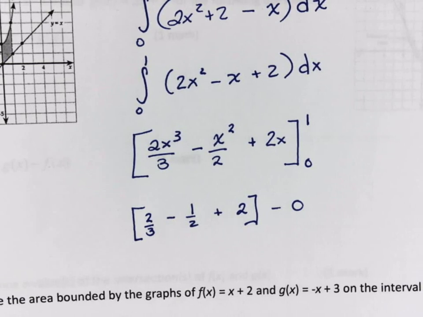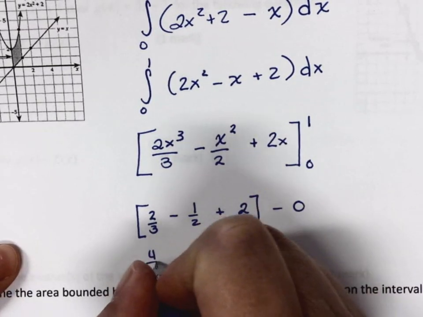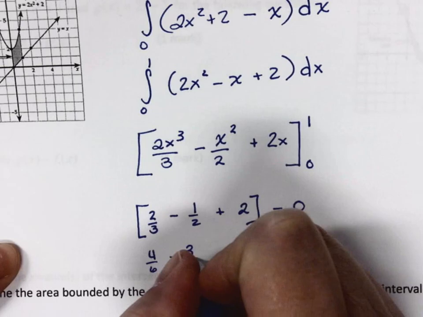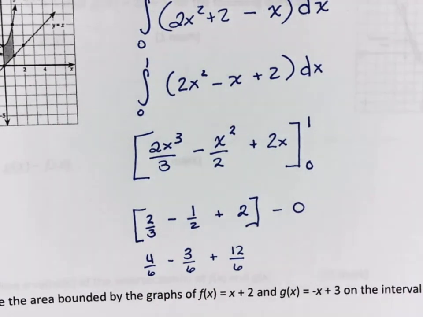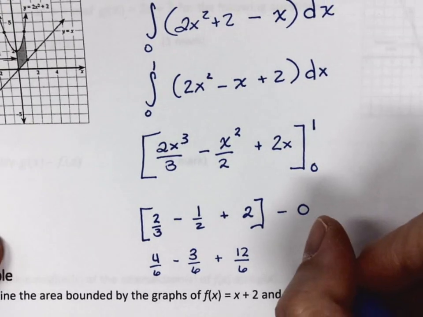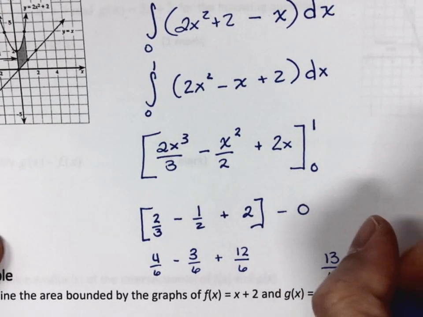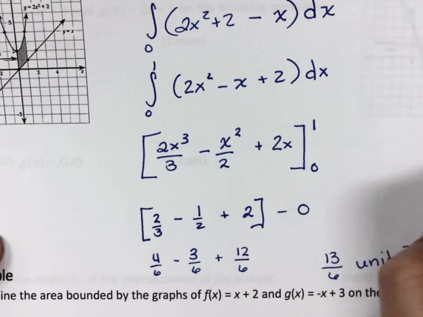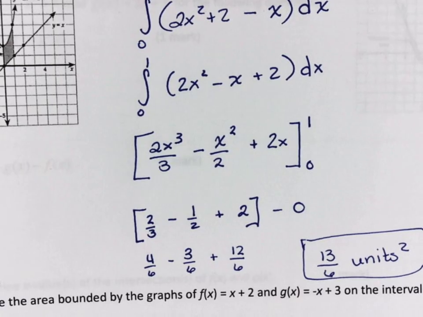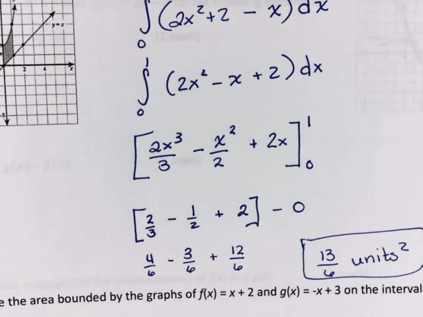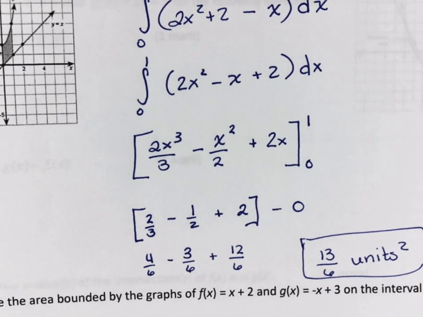So what do we got there? Common denominator of 6. So we're going to have 4/6 minus 3/6 plus 12/6. So our area is going to be 13/6 units squared. So nothing super difficult, just keep in mind that the functions don't have to touch. There's no rule saying that they have to touch.